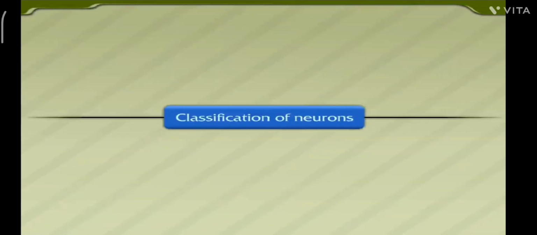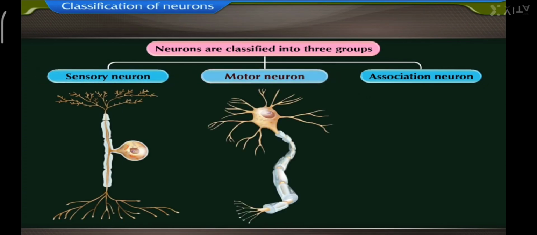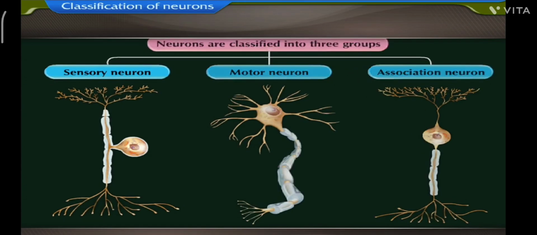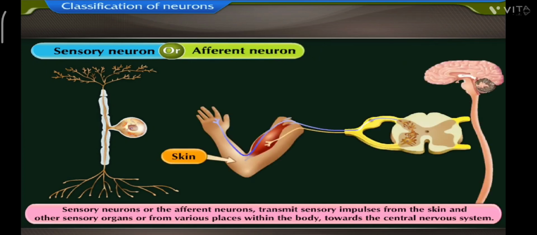Classification of neurons. The neurons are classified into three groups, namely the sensory neurons, the motor neurons, and the association neurons. Sensory neurons, or the afferent neurons, transmit sensory impulses from the skin and other sensory organs or from various places within the body towards the central nervous system.